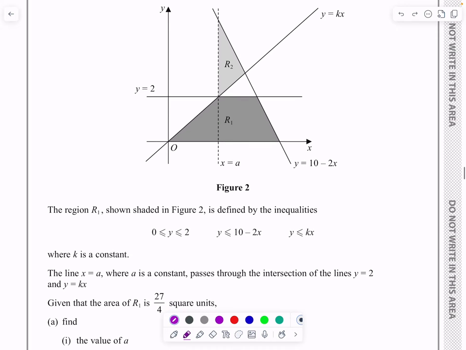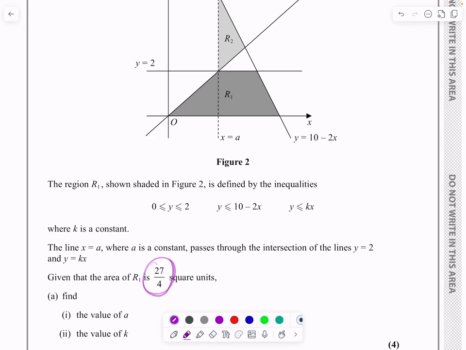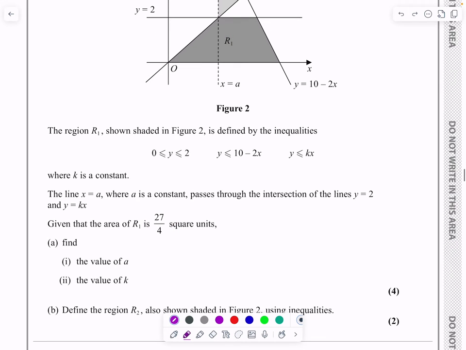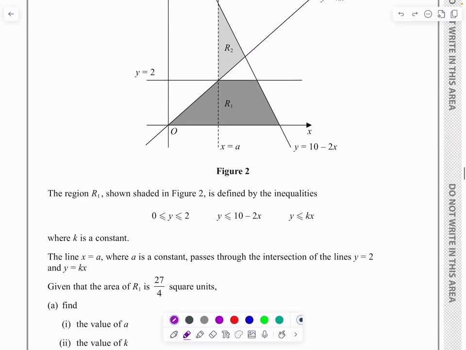So it tells me region R1 is defined by these 3 inequalities, which basically map to this line, these 2 lines, and this line here, making the outline of R1, so that all makes sense. It tells me the line x equals a, where a is a constant, passes through. Everything in the information there is on the diagram. There's nothing new. The one thing that is new is it tells me that the area of R1, this area here, is going to be 27 over 4. And then it gives me that information and asks me to work out the value of a and the value of k. A little bit later on, we're going to be talking about R2, but let's just worry about R1 to start off with.